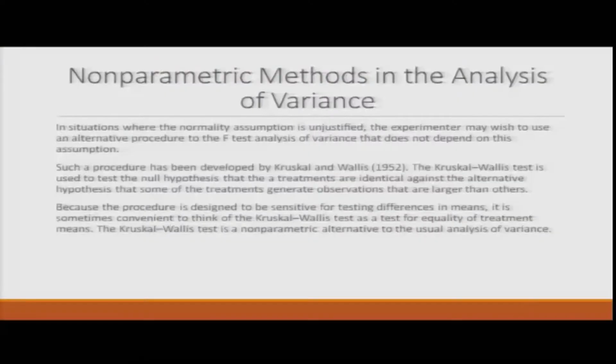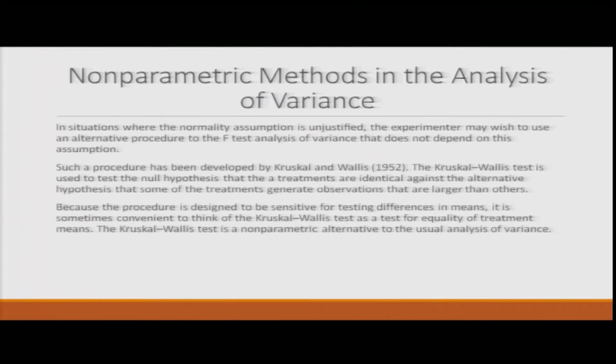So, for the non-parametric methods of analysis of variance, in situations where the normality assumption is unjustified, the experimenter may wish to use an alternative procedure to the F test analysis that does not depend on the assumption. If you remember, for all the tests, we considered the underlying distribution to be normal, and based on that we proceeded. Such a procedure has been developed by Kruskal-Wallis. So, the Kruskal-Wallis test is very famous. It is used to test the null hypothesis that the treatments are identical against the alternative hypothesis that some of the treatments generate observations that are larger than the others, and they are basically not identical.